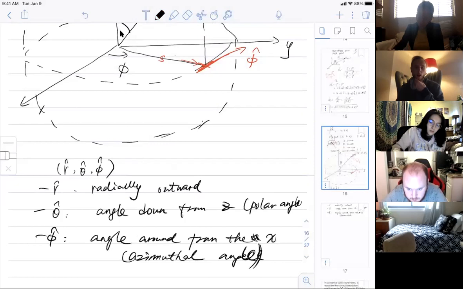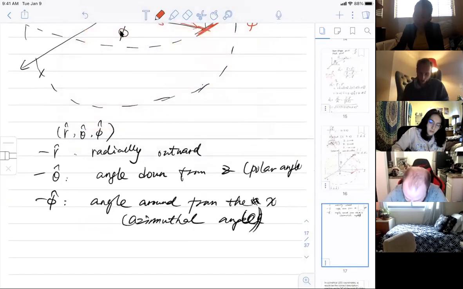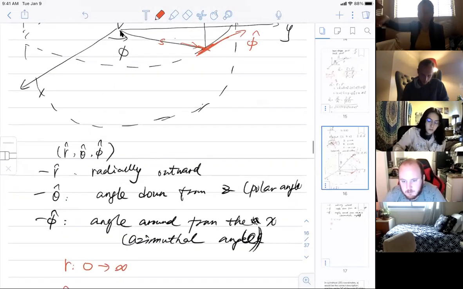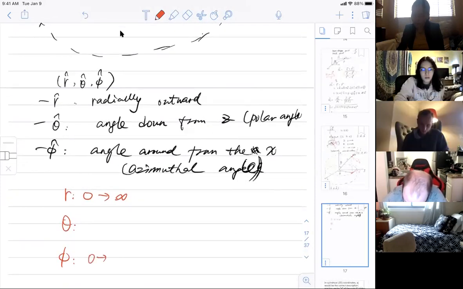Now let's look at how each of these variables can change. r could change from 0 to infinity, right? Now theta could change. No, let's not talk about theta. We talk about phi first. So what are the limits for phi going around in the XY plane? 0 to 2 pi? Yes, 0 to 2 pi.